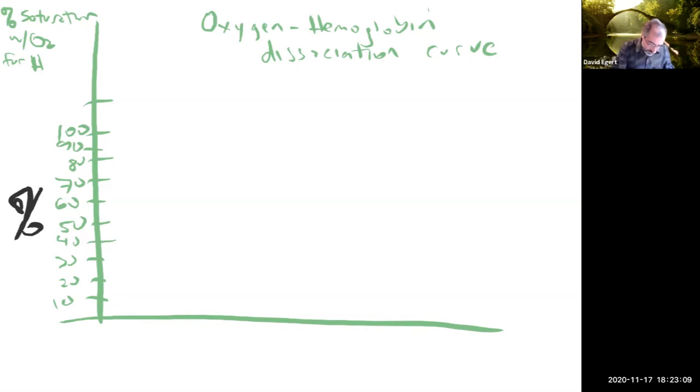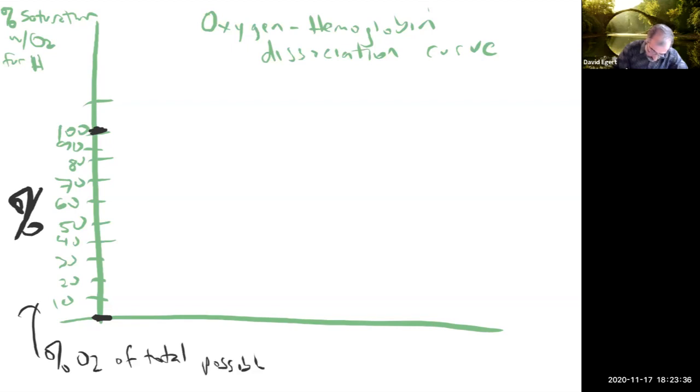So 100% here means that the hemoglobin in the blood has as much oxygen as possible. Every heme is bound to an oxygen, 4 oxygens per hemoglobin. 0% means there's no oxygen bound onto the hemoglobin. So this is basically percent oxygen of total possible bound to the hemoglobin. My x-axis is going to be the partial pressure of oxygen in the tissues that it's going through.